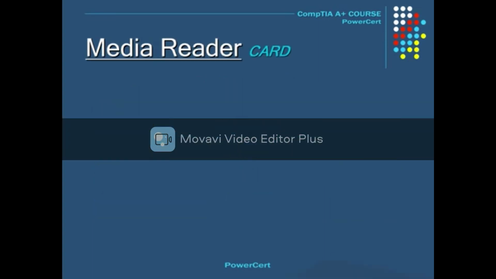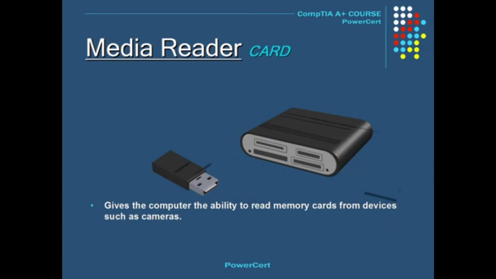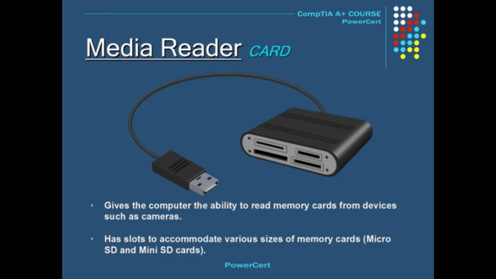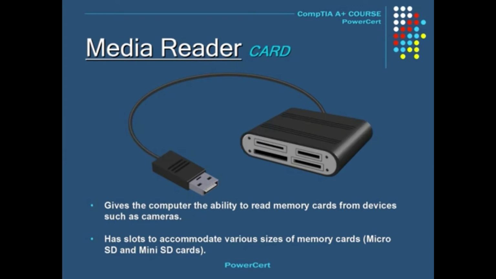A media reader card gives the computer the ability to read memory cards from devices such as cameras. It's a small device that usually has a USB cable attached at one end that connects to a computer. The body of the reader has slots to accommodate various sizes of memory cards, for example, micro SD and mini SD cards. And once installed, the data from the memory cards can be read and transferred to the computer.